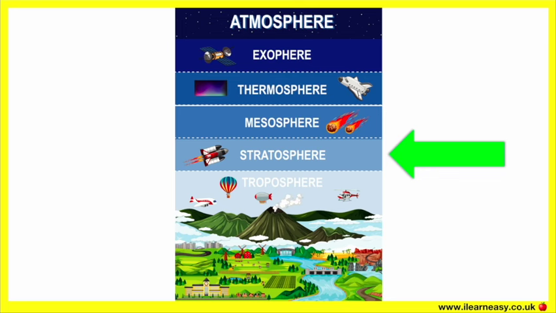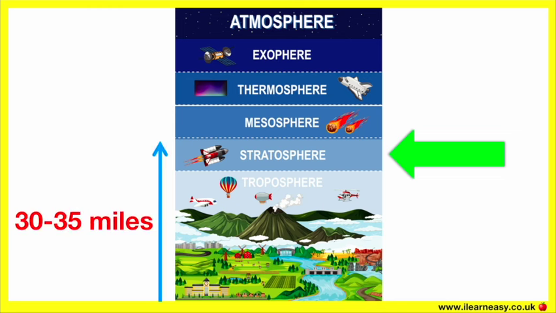Stratosphere. The stratosphere is the second lowest layer in the Earth's atmosphere. It's approximately 30 to 35 miles above the Earth's surface. This layer contains the Earth's ozone layer. The ozone layer is the layer in the atmosphere that helps to absorb the sun's harmful ultraviolet radiation.